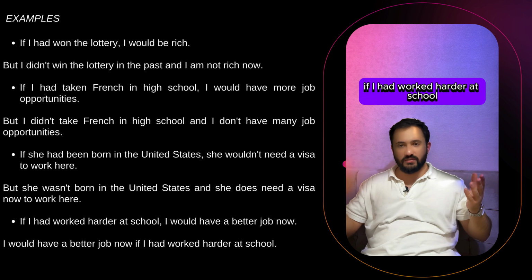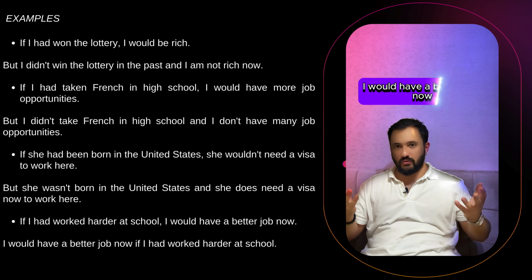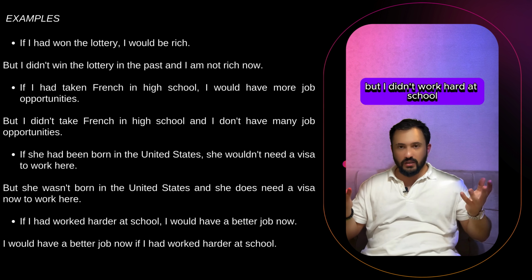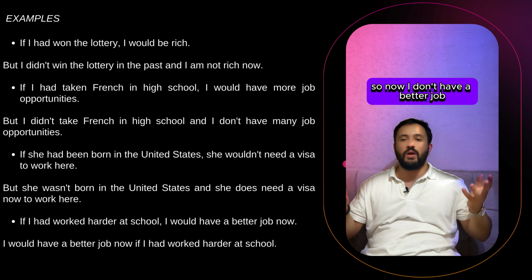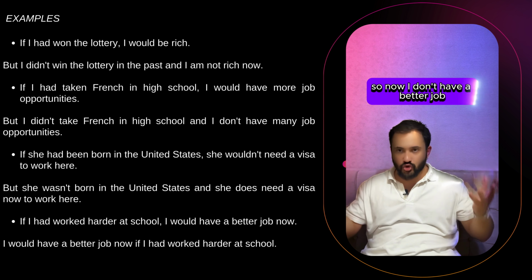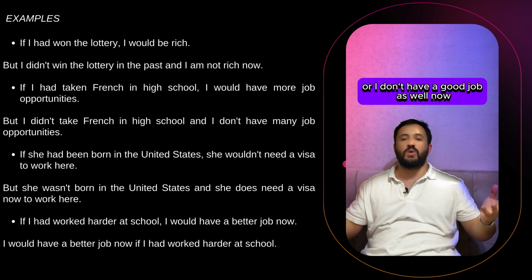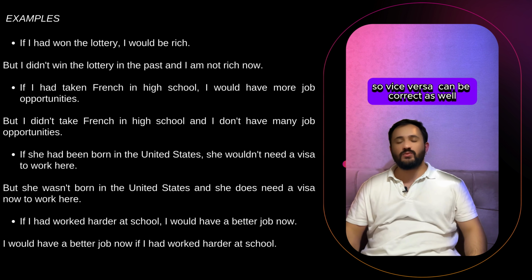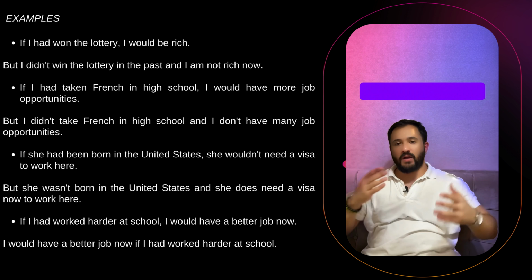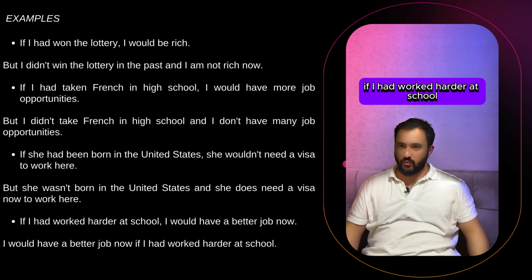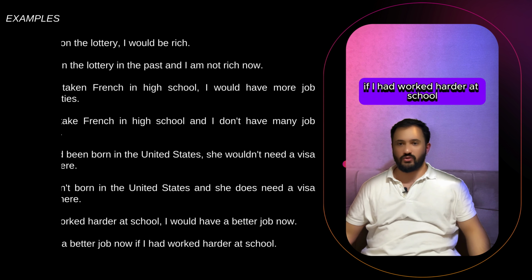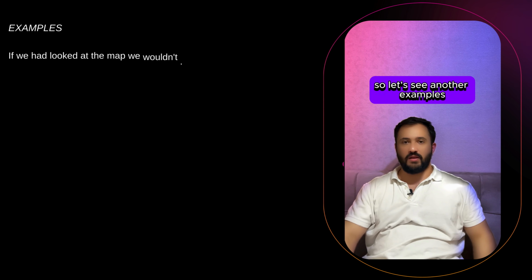If I had worked harder at school, I would have a better job now. But I didn't work hard at school, so now I don't have a good job as well. So vice versa can be correct as well. I would have a better job if I had worked harder at school. So let's see another examples.